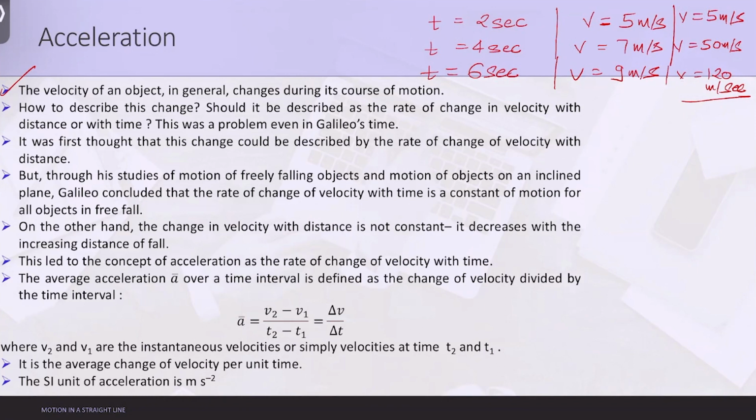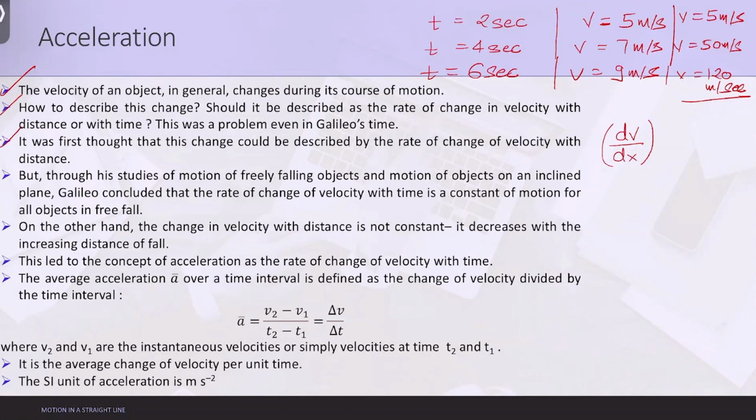There was a problem even in Galileo's time. What was the basic reference they took? It was first thought that this change could be described by the rate of change of velocity with distance. So they started researching this concept as dv by dx. Let us try to understand the situation.